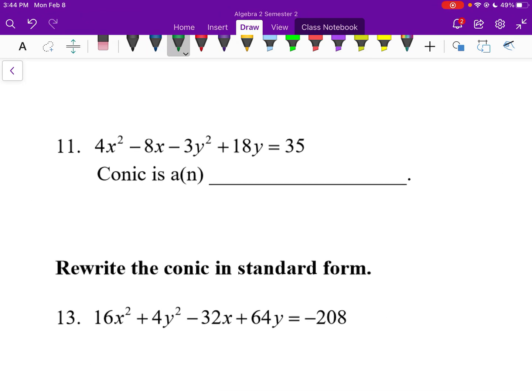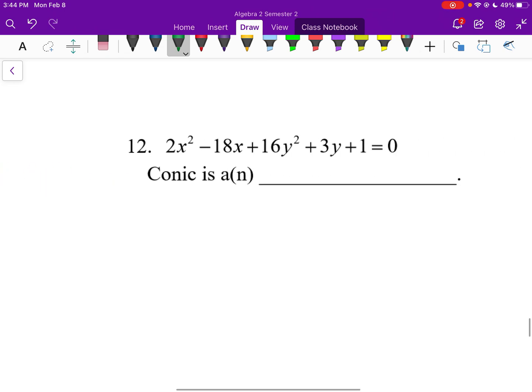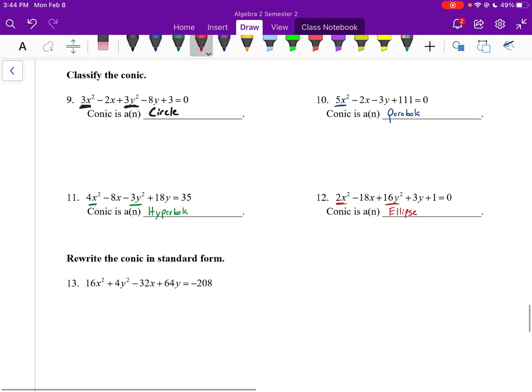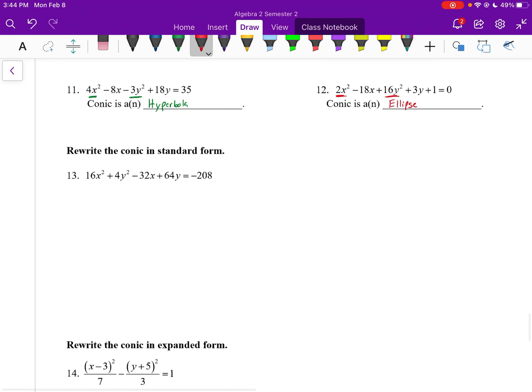Okay, on number 11, we got 4x squared minus that 3y squared. Okay, so when both x and y are squared and one's positive, one's negative, that is a case of a hyperbola. And then finally on 12, 2x squared, 16y squared, both x and y are squared. They are different and positive. That is a case of an ellipse. Okay, so that's classifying.